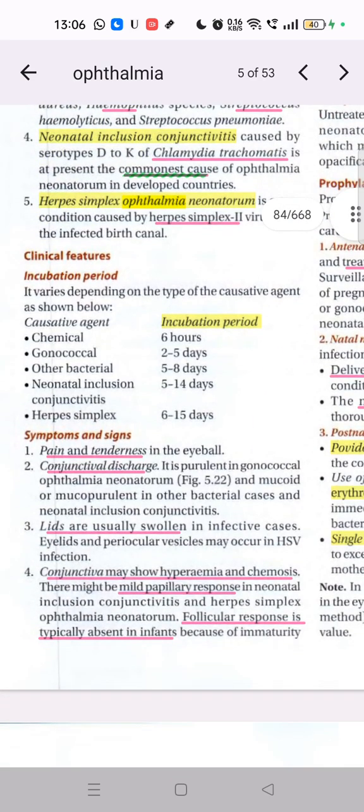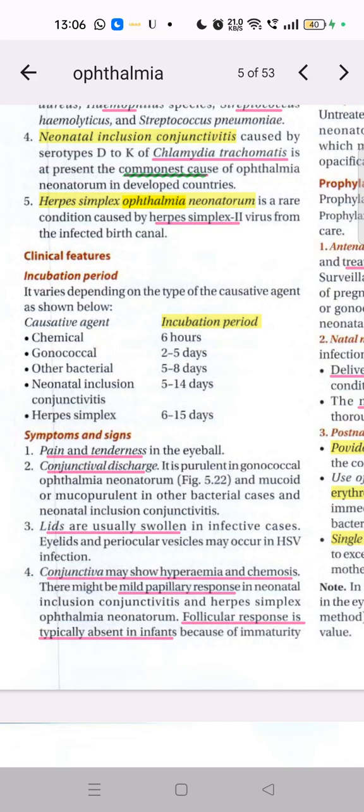So first of all, clinical features. First, the incubation period. Incubation period can range from hours to days. If the causative agent is chemical, incubation period is 6 hours, and the longest is with herpes simplex, which is 6 to 15 days, and a similar period is for chlamydia trachomatis.